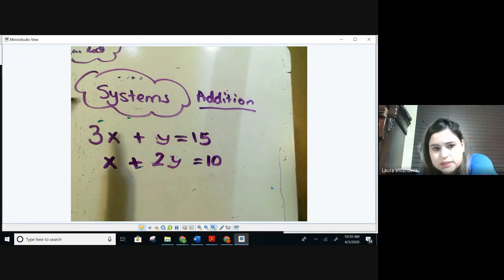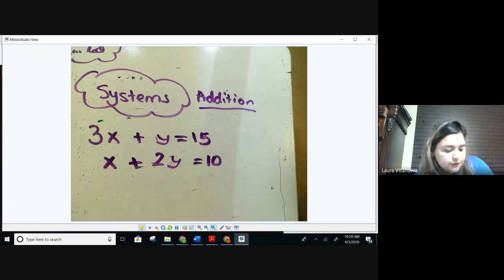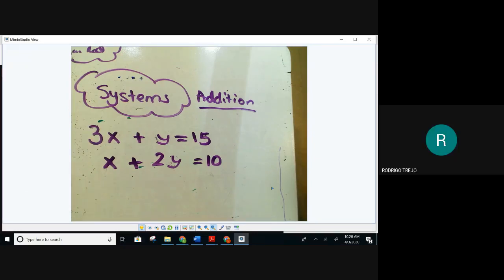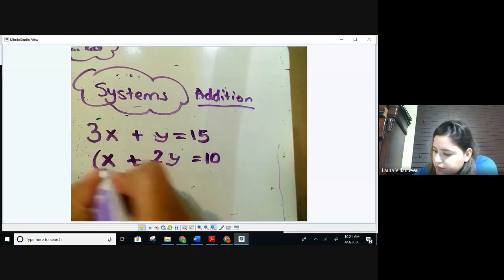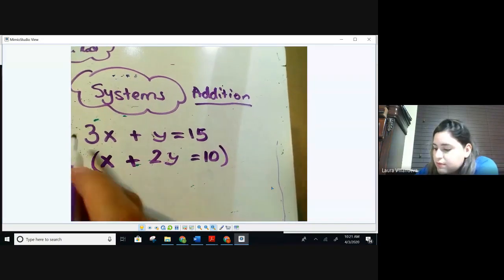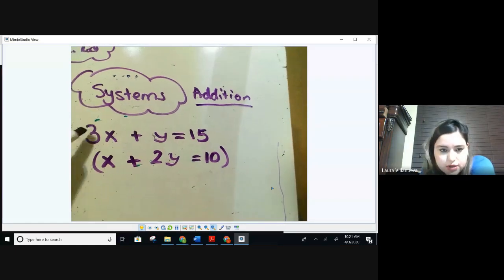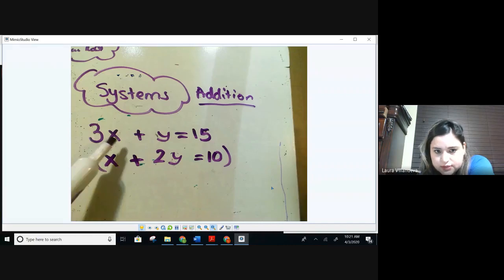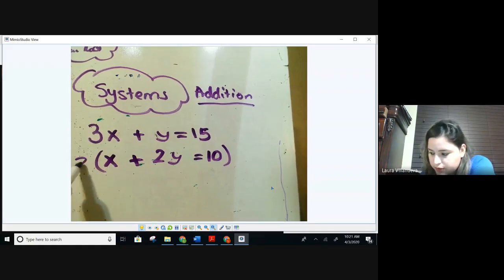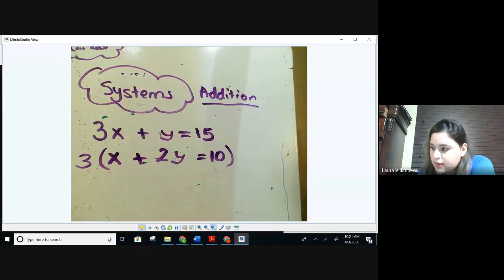We're going to focus on addition method today. We were doing a substitution method on Wednesday. But the good thing is it's already Friday today. Okay, so what I'm going to do is I'm going to grab this one, and I want to make it the same as the top one. So this one is X, and this one is 3X. So I'm going to multiply this one times 3 to make it the same.